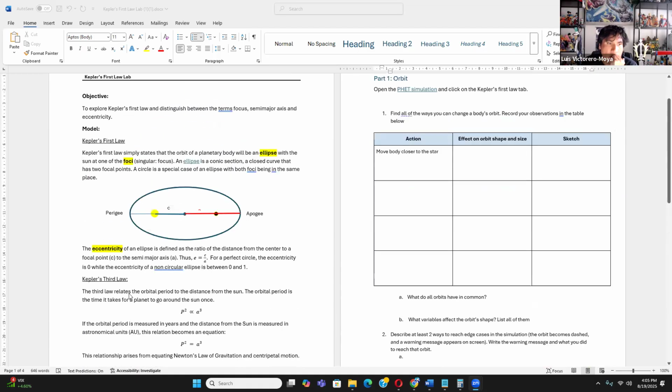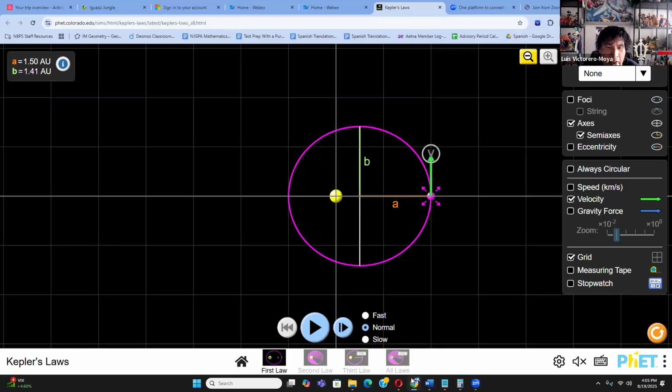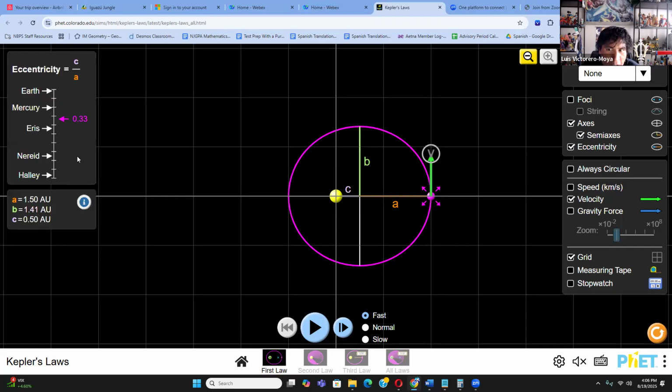Okay. So most of the lab is very qualitative. In here, you are going to use the simulator. And if you leave it as it is, you can include the axis and semi-axis, so your A and B. We call this the semi-major, semi-minor axis. And then we can find the value of C, which we use to find the eccentricity. C over A is eccentricity. So you're going to do that part of the lab.